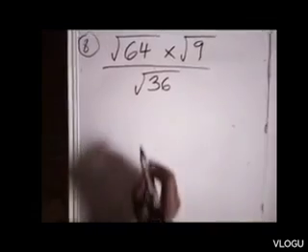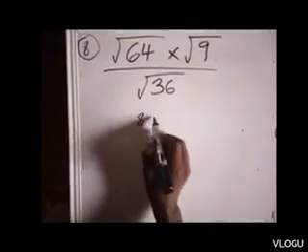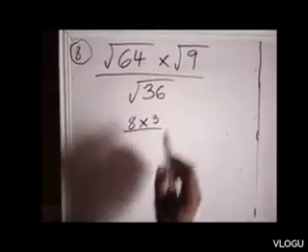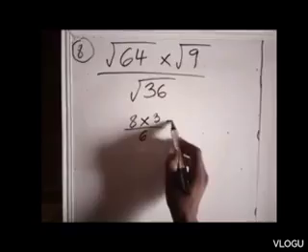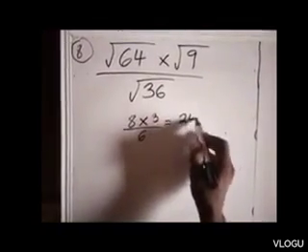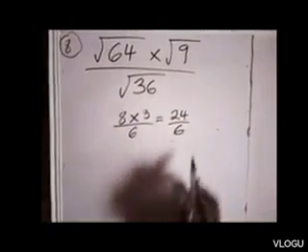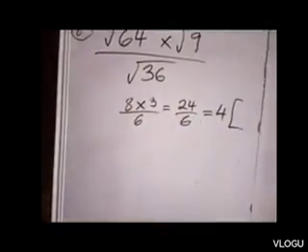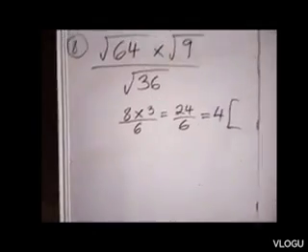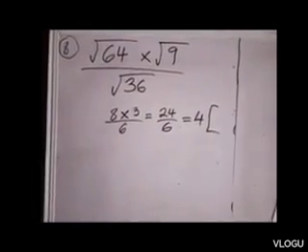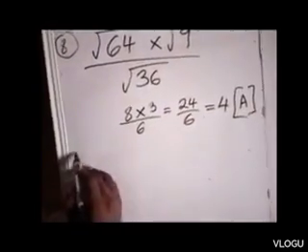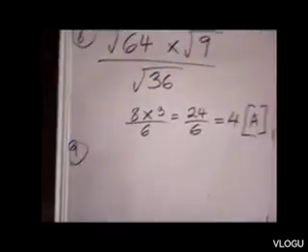So the square root of 64 is 8. The square root of 9 is 3. And the square root of 36 is 6. If I multiply these, that will be 24 divided by 6. And dividing it further, that will give us 4. And looking at the question with me here, that is option A. Now to question number 9.